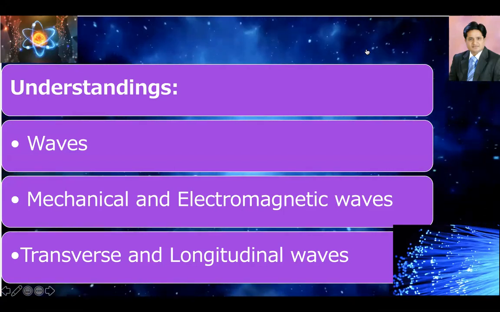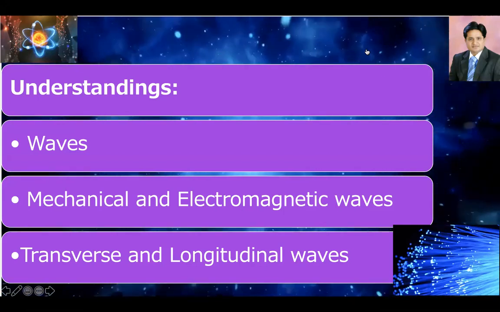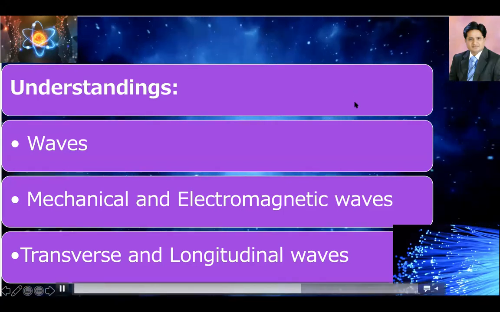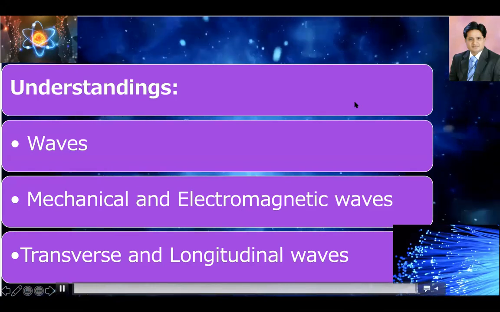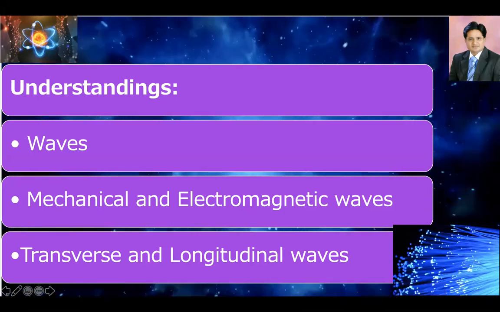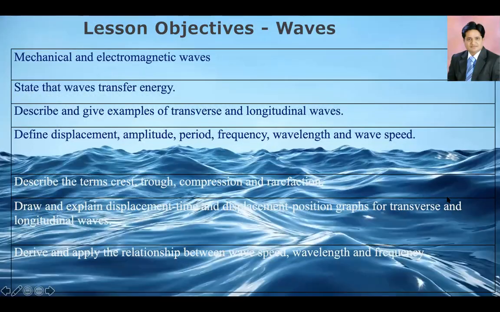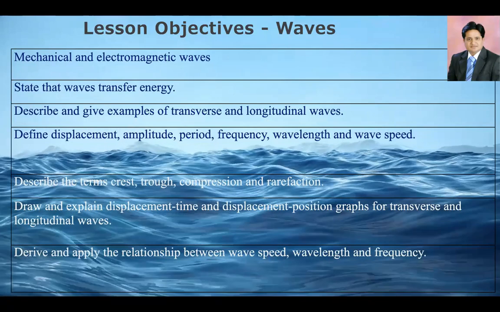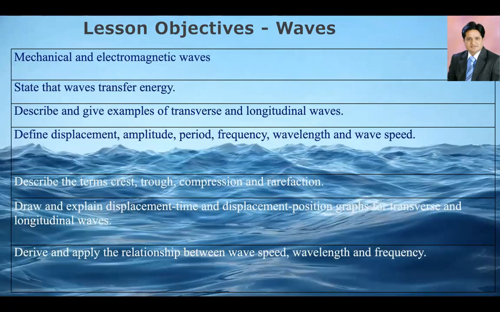So first, let's understand, what do you mean by a wave? Well, a wave is a periodic disturbance that transfers energy. And in fact, there are two types of waves: mechanical waves and electromagnetic waves. So let's revisit the lesson objectives.